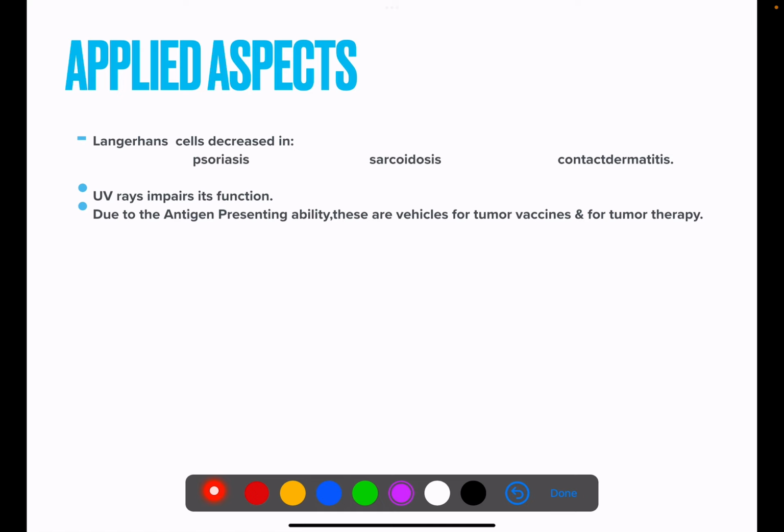So we have the applied aspects. What are the applied aspects of Langerhans cells? We have psoriasis, sarcoidosis, conjunctivitis. UV rays impair its function. Due to antigen-presenting ability, these are vehicles for tumor vaccines or for tumor therapy.